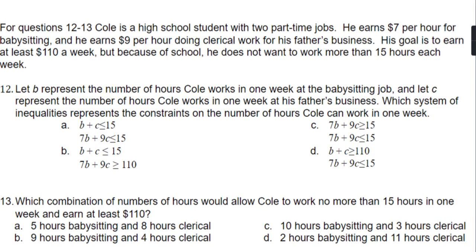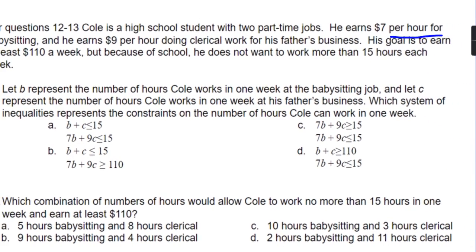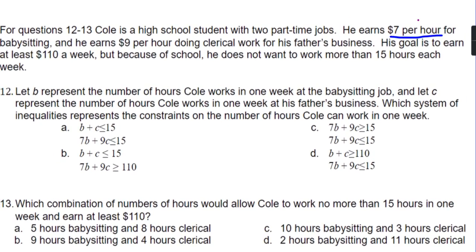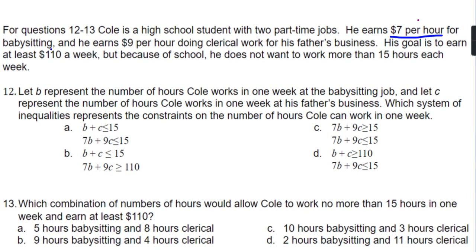Okay, so let's underline so we're getting the important part. $7 per hour for babysitting. They're not allowing me to underline here, so let's try that again. Okay, babysitting. And he earns $9 per hour doing clerical work for his father's business.